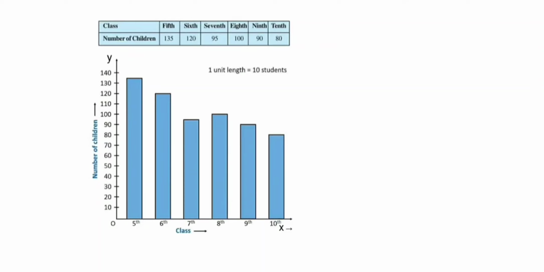So in x-axis class we have taken and in y-axis number of children, and here 1 unit length is 10 students.